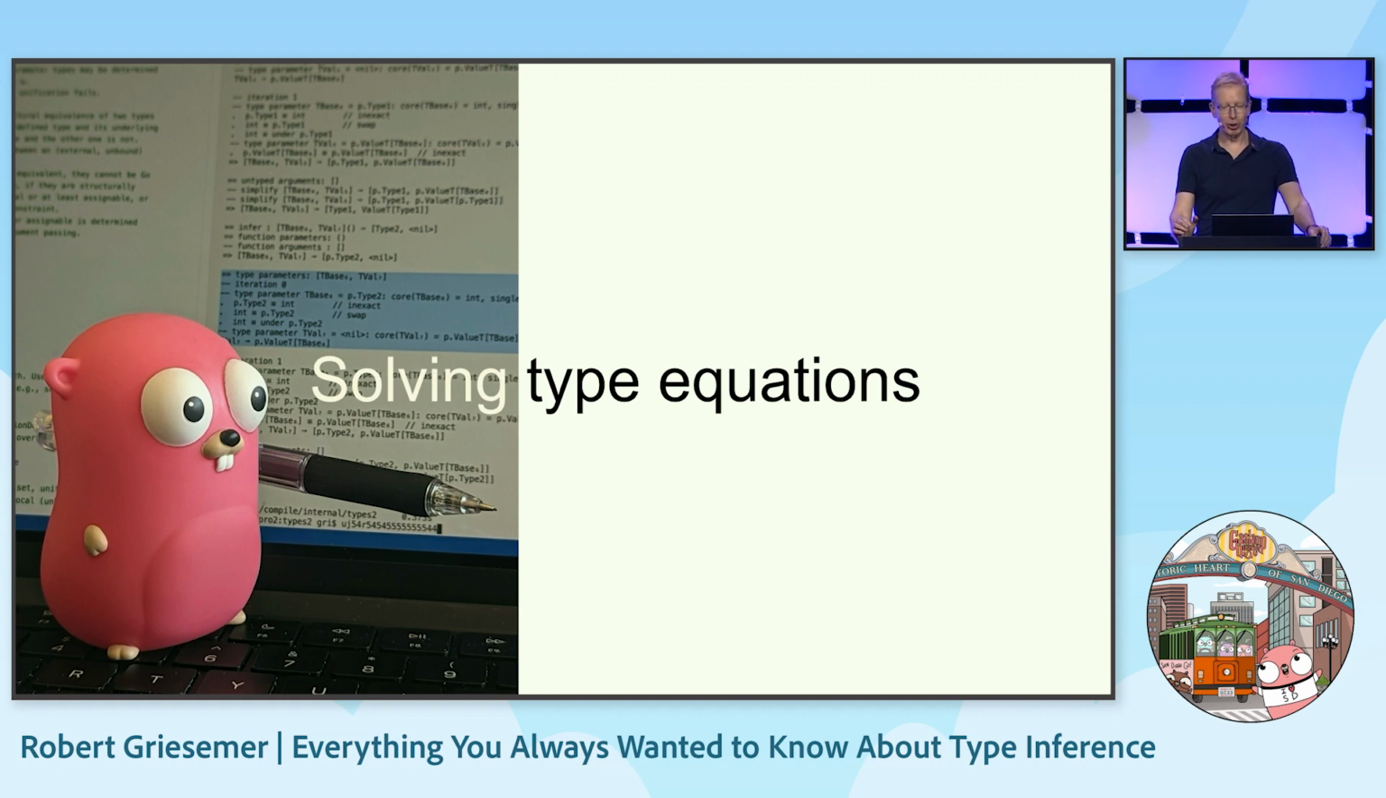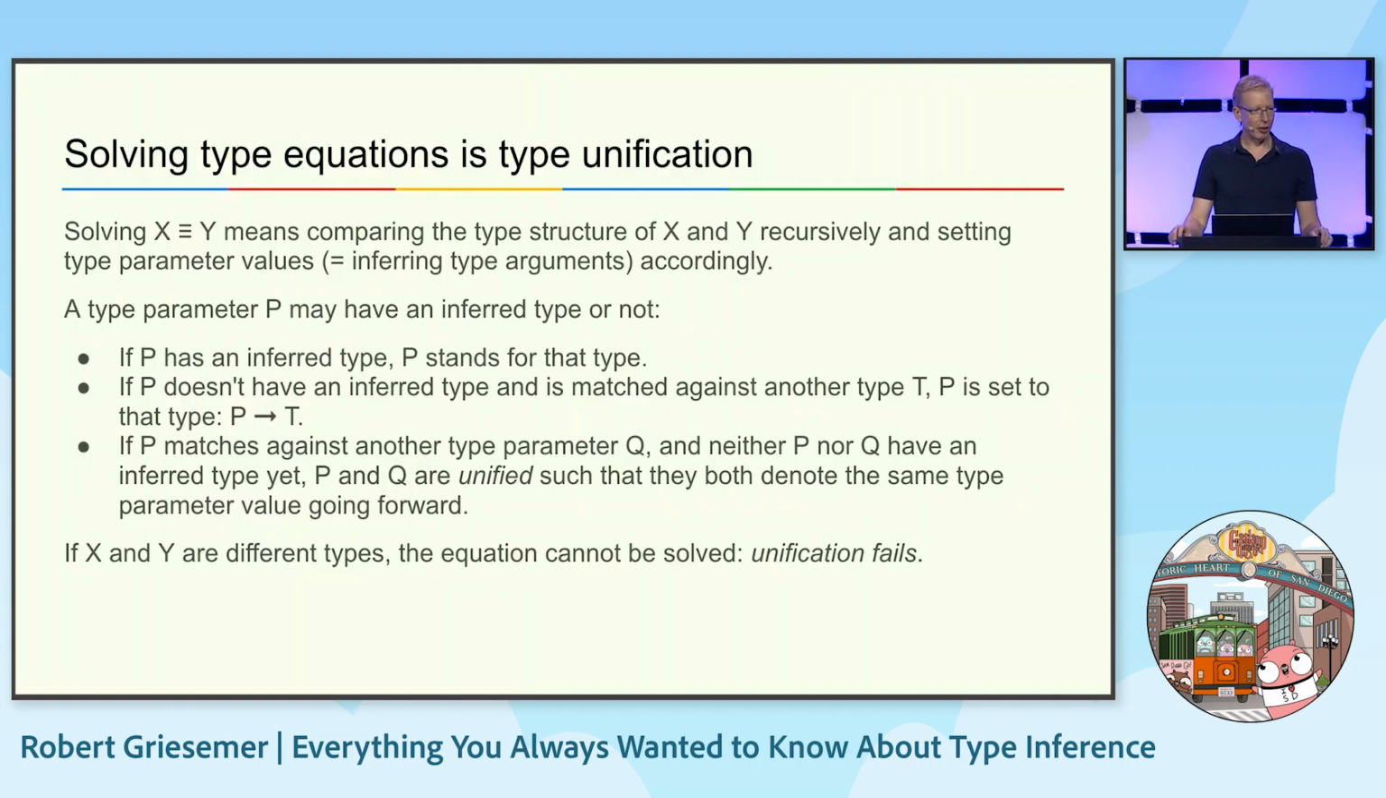Now that we have established how we collect all the relevant type parameters and type equations, we need to determine how to actually solve the equations. By now it's probably become obvious that solving a type equation actually just means comparing two types x and y against each other, and in the process determine the type arguments for any of the type parameters in those equations such that the two sides become equal. So if we see a type parameter for the first time and it is matched against another type that is not a type parameter, then we just set the type parameter to that other type.